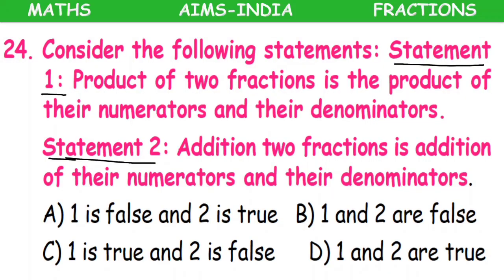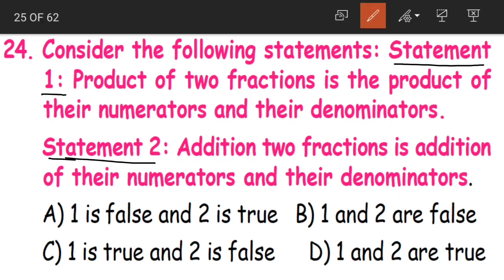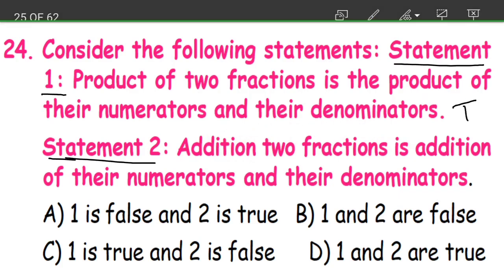So if you look at statement 1 here, product of two fractions is the product of the numerators and their denominators. Yes, children, isn't this correct? Yes, we find out the product of the numerators and then the product of the denominators. That will be our numerator and denominator. So statement 1 becomes true.